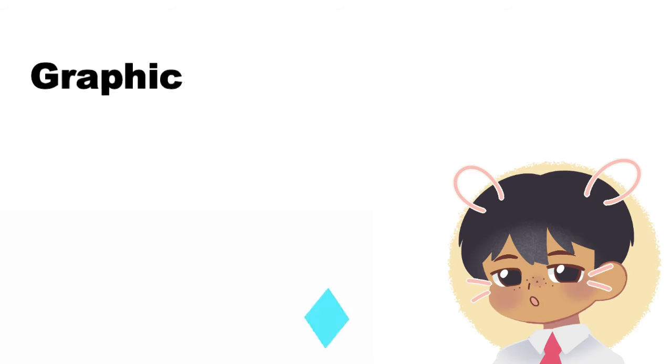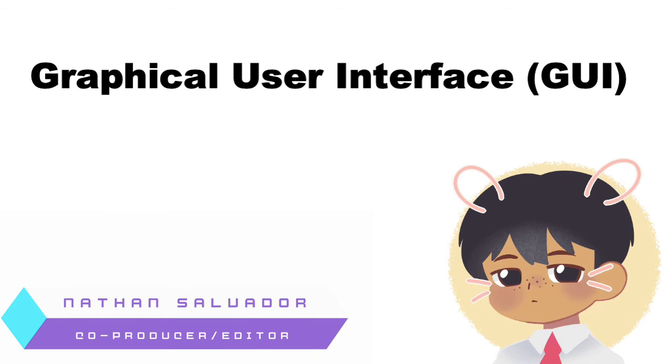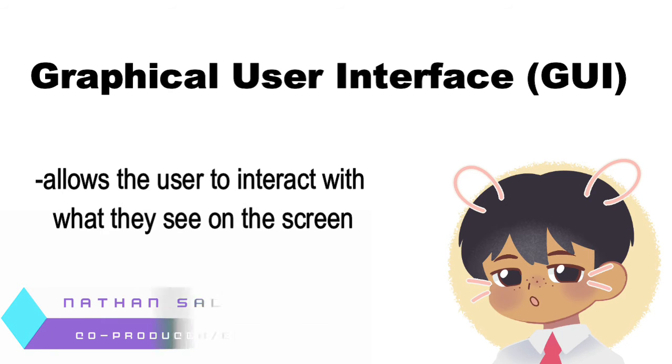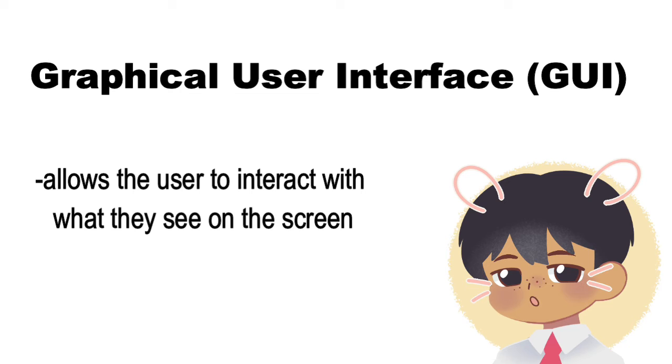We all know that the computer responds to messages constructed in ones and zeros, but we rarely see this in our computers. That is because we mostly interact with our computer using our cursor in our desktop, which is part of the computer's GUI. Graphical User Interface, or GUI, is a form of user interface that allows the users to interact with what they see on the screen.